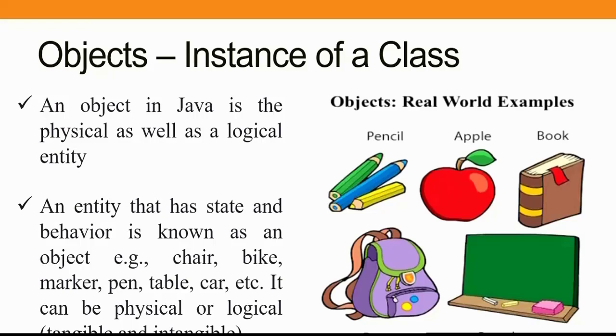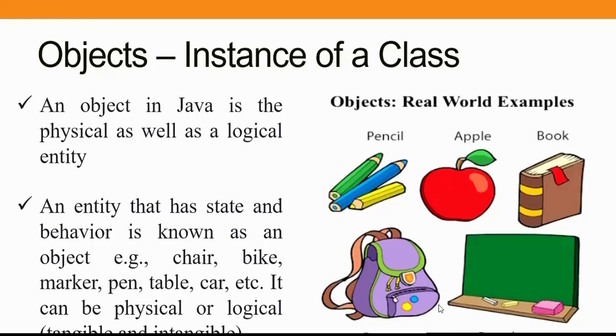An object in Java is a physical as well as a logical entity. When I say object, it can be a pen, pencil, computer, laptop, bag, chair, desk, book, apple, backboard, it can be anything. All these things we call objects. An entity that has a state and behavior is known as an object.